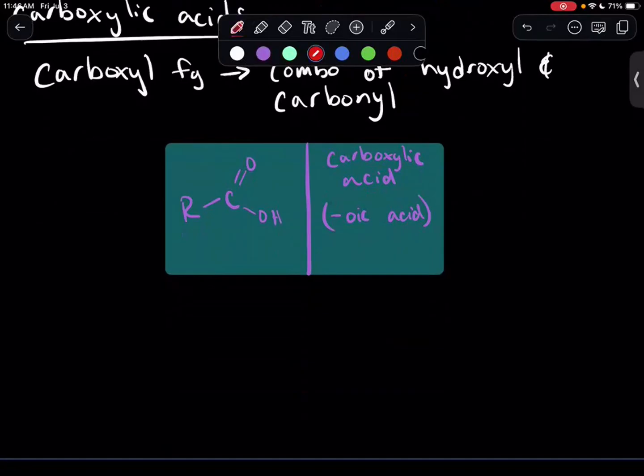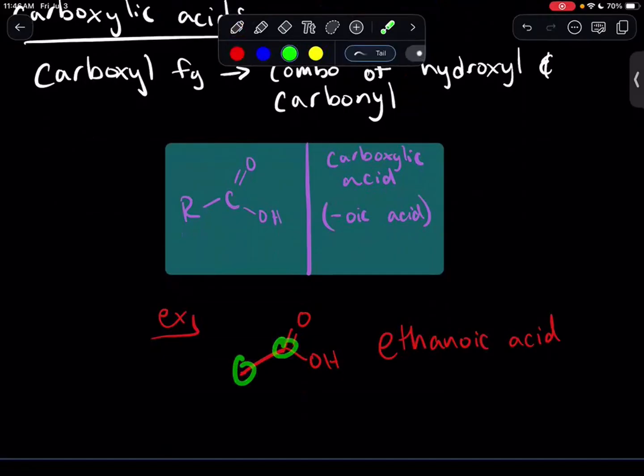So, an example might be if we do a two carbon chain, this is ethanoic acid. Ethane because of the two carbons, one here, and for the single bond, oic acid for the double bond O, single bond OH.